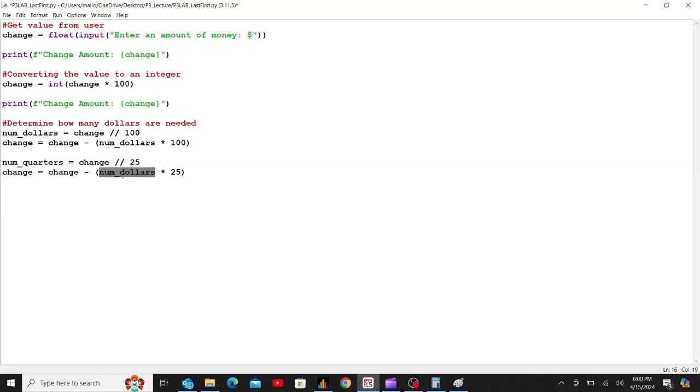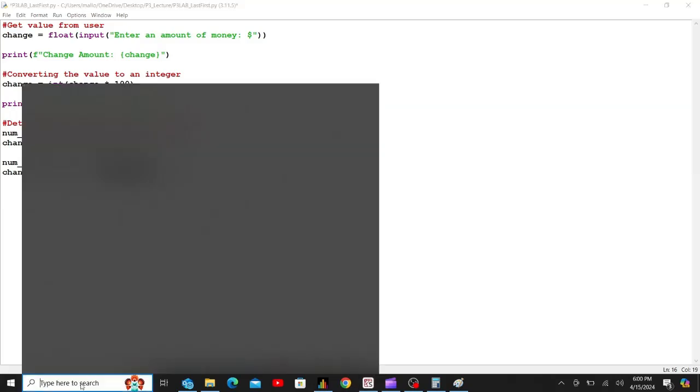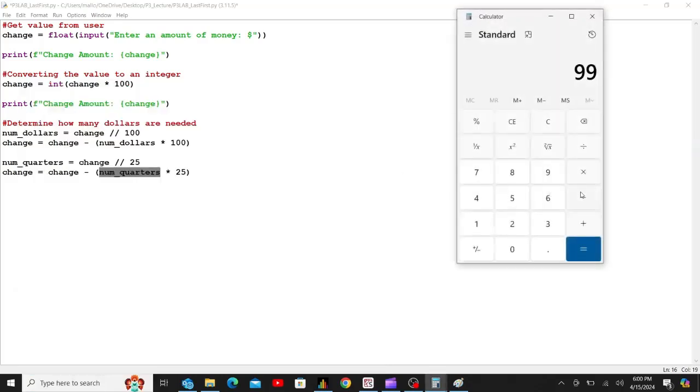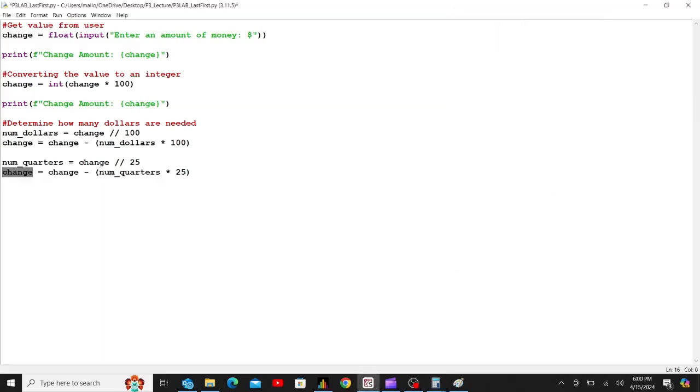Now we're going to take that 3. This should be num quarters now, which was 3. We're going to multiply that times the 25, which gives us 75, representing 75 cents. And change was 99. So 99 cents minus 75 cents. And I am so bad at math, this is embarrassing, but I'm going to use the calculator. So it was 99 cents, and we're going to subtract 75 from it. So now change equals 24. All right, right here on this line. This is 24 now. All right.